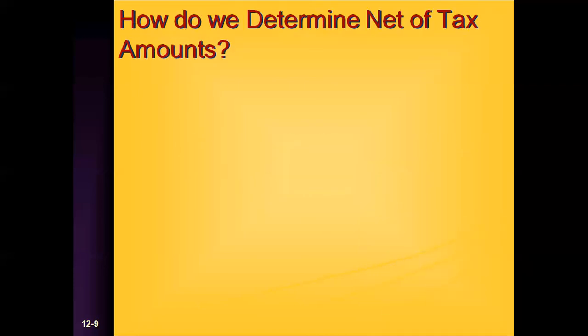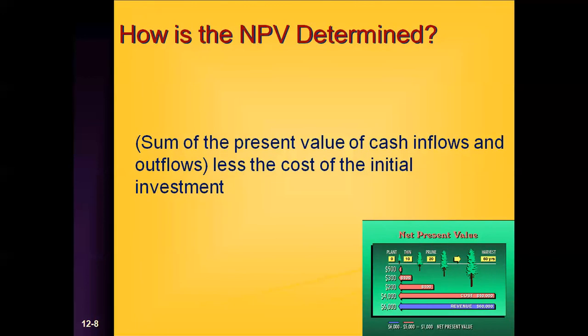So one of the questions is, okay, how is net present value determined? And here again, it's a mouthful, but it's really not that complicated. All you're really doing is taking the sum of the present value of the cash inflows and outflows minus the initial investment. Not really that complicated. It's again applying those same techniques that you learned in the prior chapter.